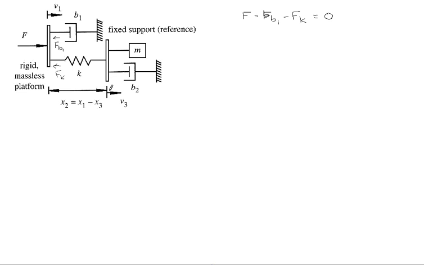We next consider the platform on the right, which has a mass of m. The forces acting on this second platform are Fk due to the spring and Fb2 due to the second damper. Hence, we can write the second equation: Fk minus Fb2 is equal to 0.